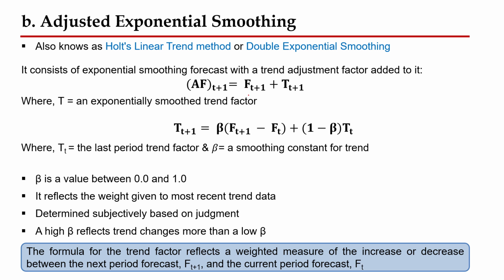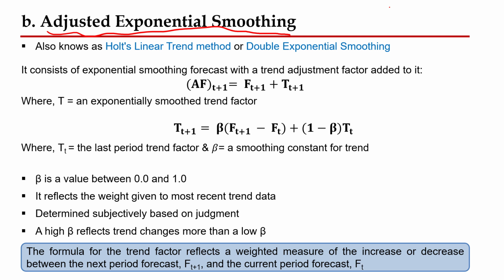Welcome to module 2, which is forecasting part 7 from the production and service system planning part 1. So in part 6, we discussed the simple exponential smoothing method. In this part, we are going to talk about the adjusted exponential smoothing method.